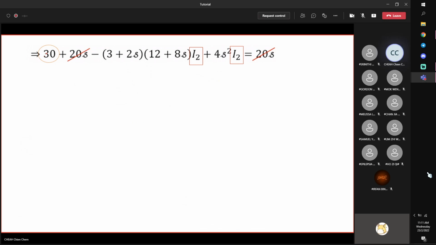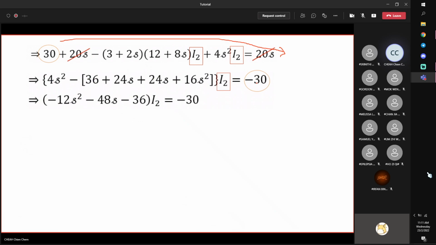And 30 is the only term not depending on I2. You can bring it to the other side of the equation. Then you get negative 30. The rest, put them together and simplify them if you can. This is what you get eventually, after simplifying this whole thing. For example, 4s squared minus 16s squared gives you negative 12s squared.